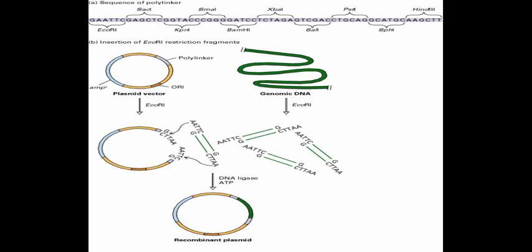Then plasmid, genomic DNA, whatever we want, is cut with the help of restriction endonucleases at specific sites, and this DNA with the specific site and the vector are ligated or joined together with the help of sticky ends and DNA ligase.